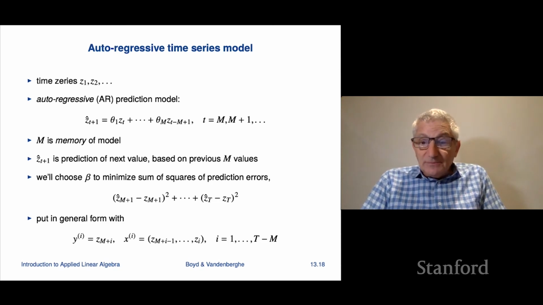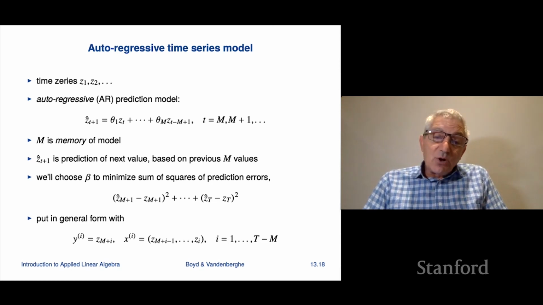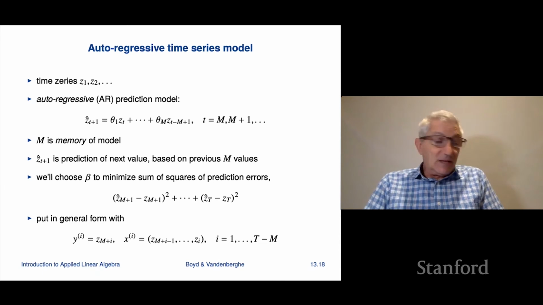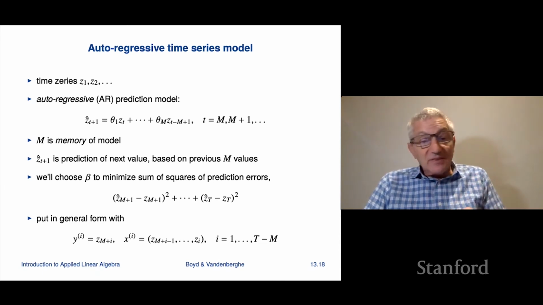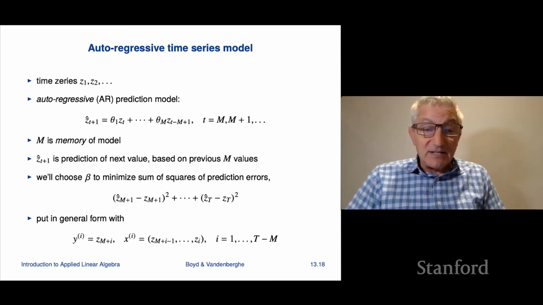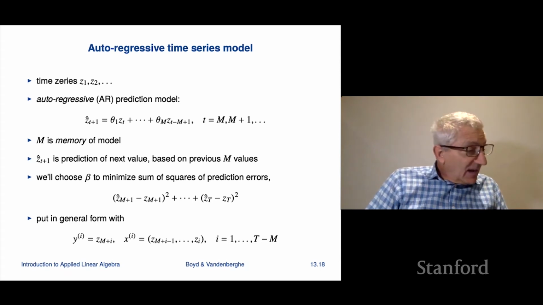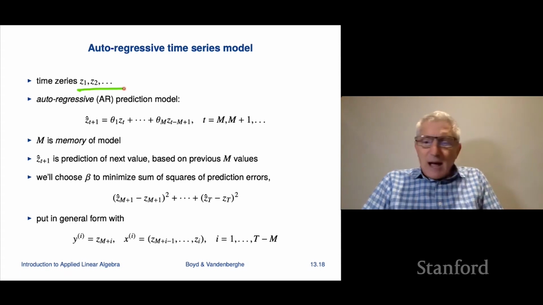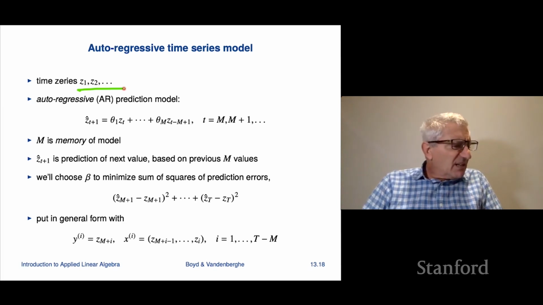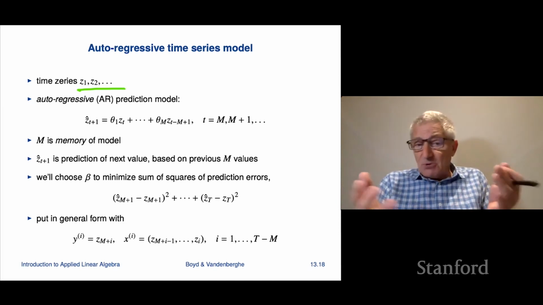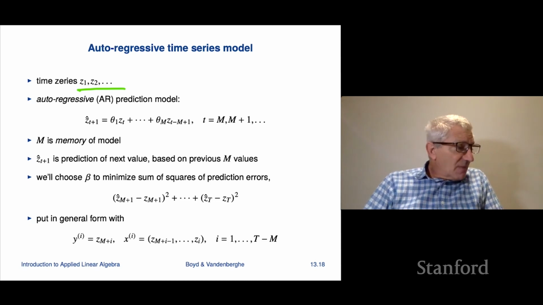Next topic is a so-called auto-regressive time series model. Now this is just your first glimpse at this, but it's very powerful stuff. It's very cool. So I have a time series z1, z2, and so on. These are going to be scalars for now. Okay, so I just have a time series. Doesn't matter what it is.